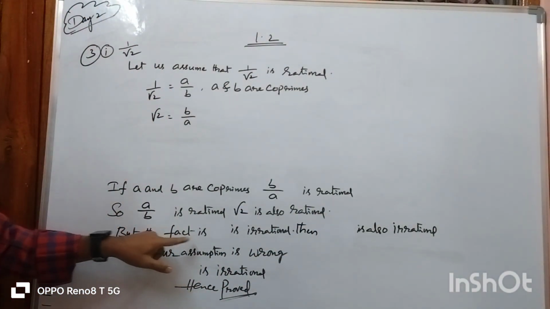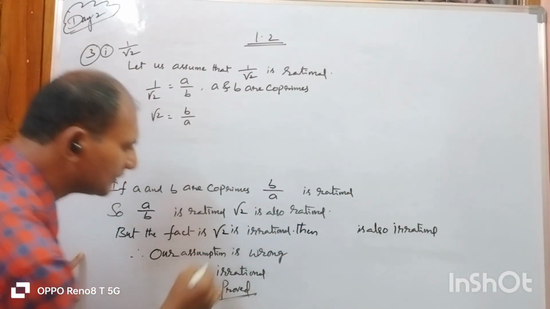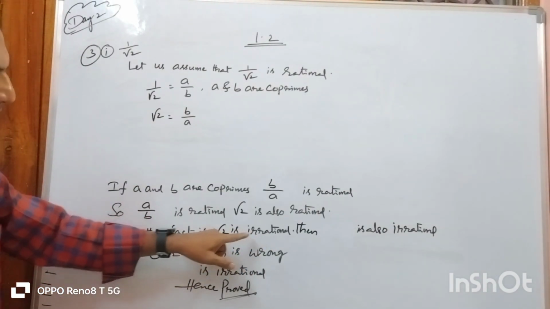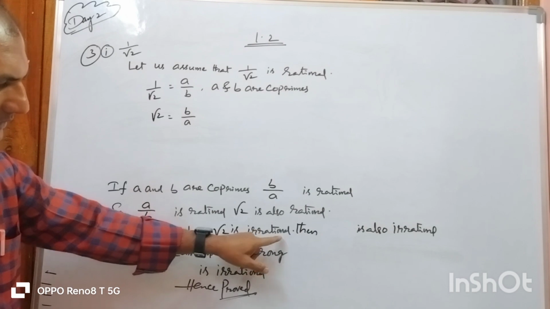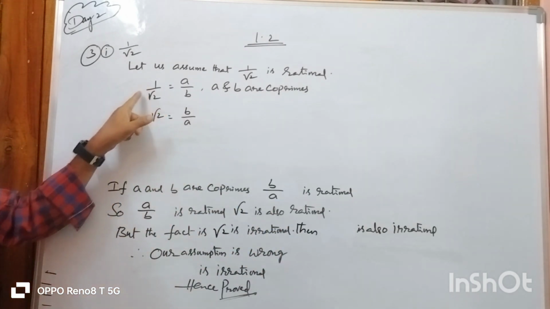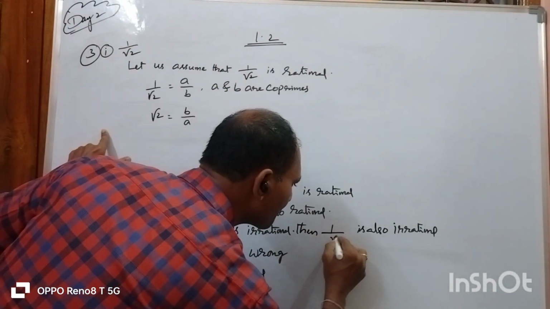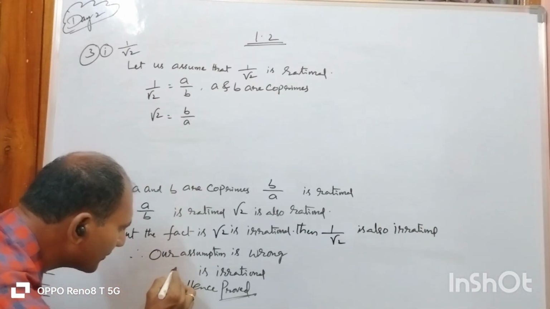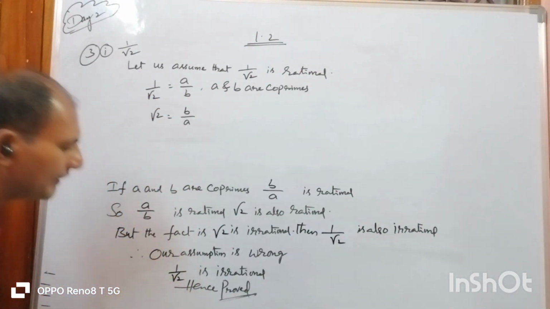But the fact is that root 2 is irrational. Then 1 by root 2 is also irrational. Therefore, our assumption is wrong. So 1 by root 2 is irrational.